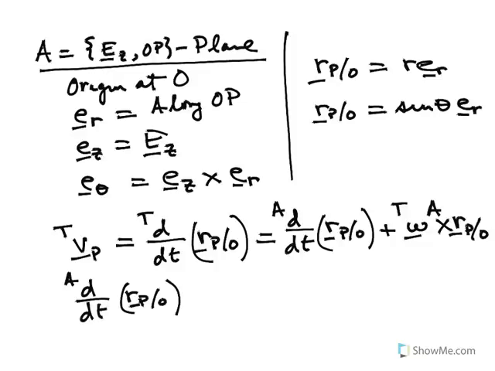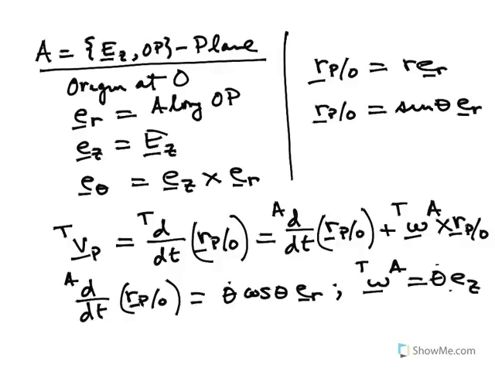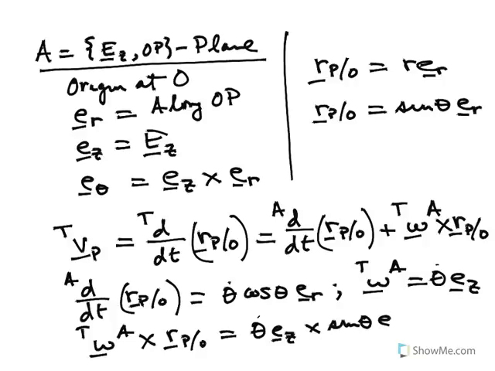The rate of change in A of the position of P relative to O is equal to theta dot cosine theta ER. I also know that the angular velocity of A and T is equal to theta dot EZ, which implies that the angular velocity of A and T crossed with the position of P relative to O is equal to theta dot EZ crossed with sine theta ER, which is equal to theta dot times the sine of theta times E sub theta.